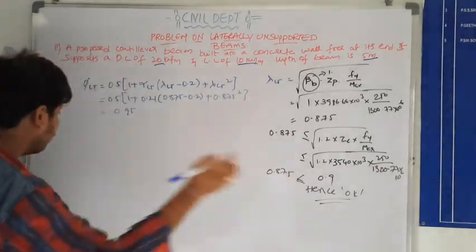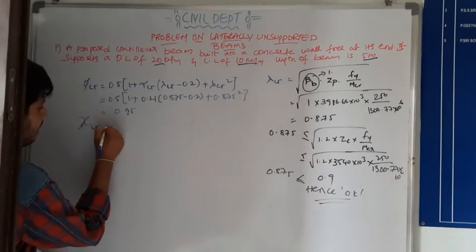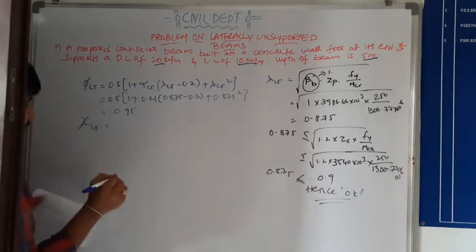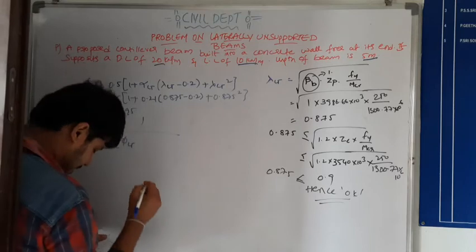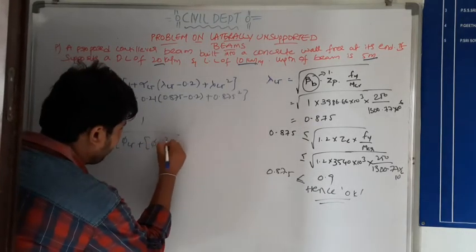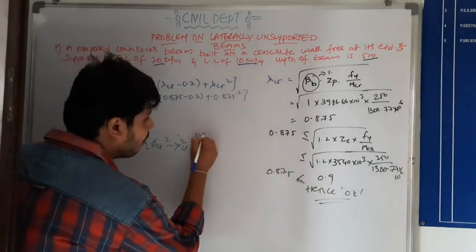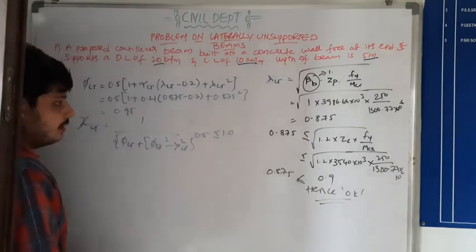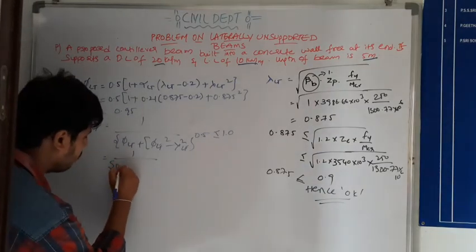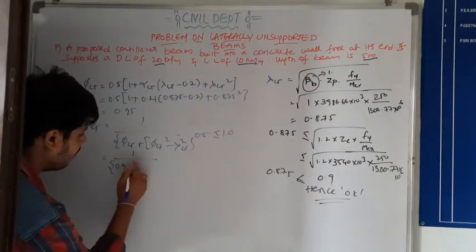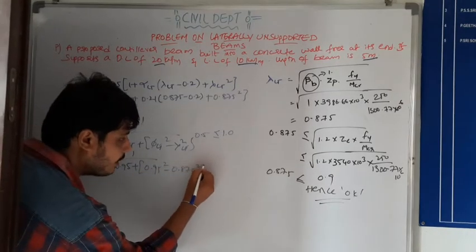After getting the value of pi LT, we should solve Xi LT. The formula for Xi LT was 1 by pi LT plus square root of pi LT square minus lambda LT square, less than or equal to 1. So 1 by pi LT value 0.95 plus 0.95 square minus 0.875 square, power 0.5.